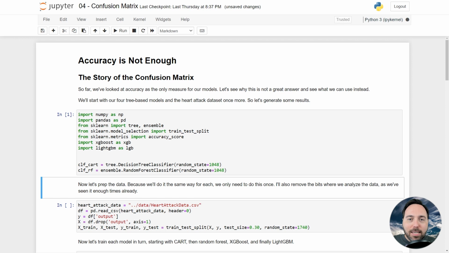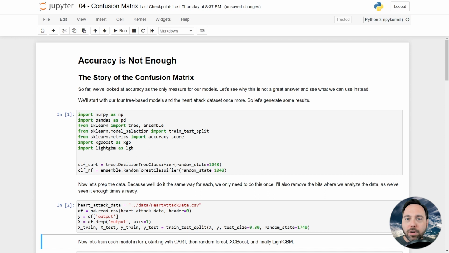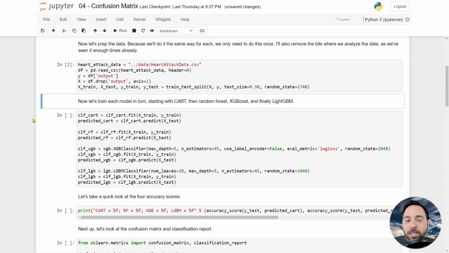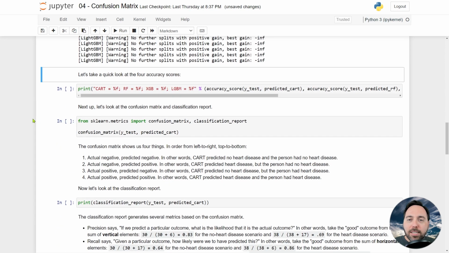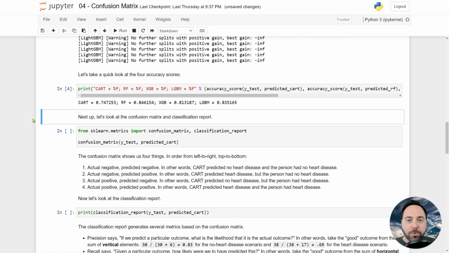Our dataset is the same heart attack dataset we've looked at a few times, so I won't bother reprinting the measures. Instead, let's just get our test and training datasets in place. Then, in this cell, we're going to train each of the 4 algorithms, building 4 separate trained models off of the same training data. After training each one, we'll generate predictions for the test dataset. Now let's take a quick peek at those accuracy scores. We can see that random forest, XGBoost, and light GBM are all in the same neighborhood.